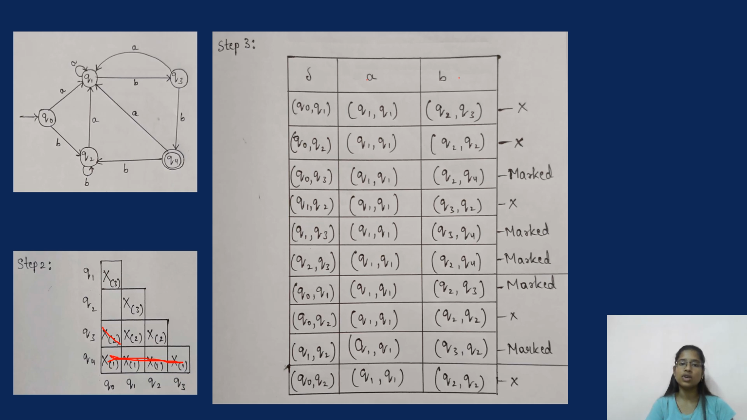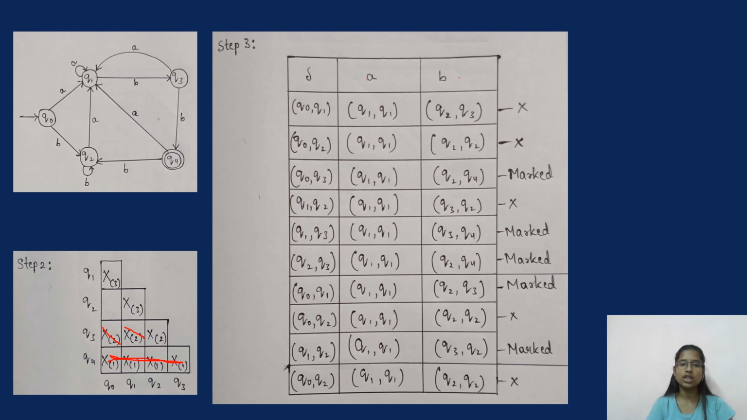We'll move to the next one, q1 comma q3. q1 on A moves to q1, and q3 on A moves to q1. q1 on B moves to q3, and q3 on B moves to q4. This is looped, so we'll check q3 comma q4. It is marked in the previous step, so we'll mark this q1 comma q3. So q1 comma q3 is marked.